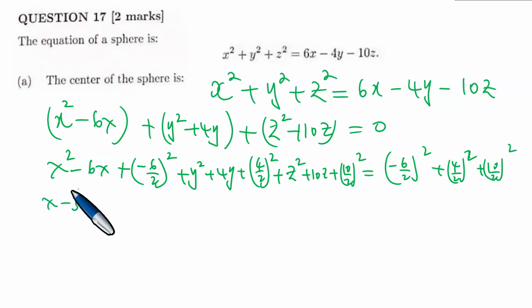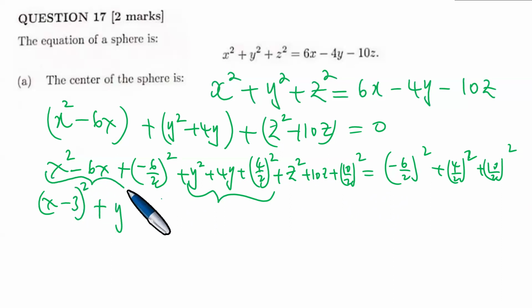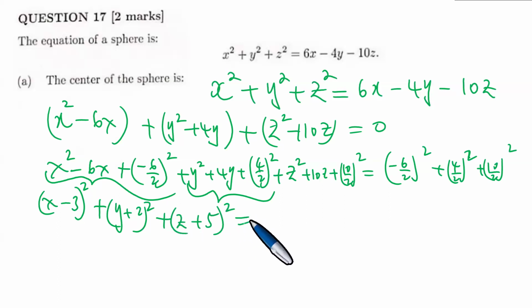Which means you have x minus 3, you square for this one, become the perfect square. For the y terms, you're dealing with y plus 2, all squared like this. For the z terms, you're dealing with z plus 5, you square this. Okay, because if you square all the z plus 5 all squared, it becomes this.